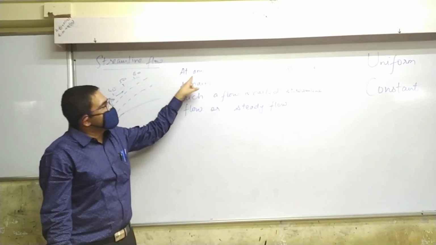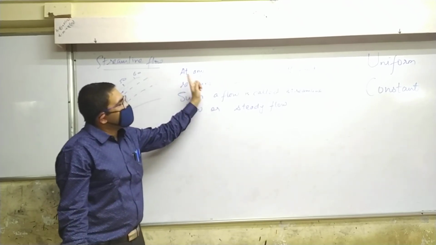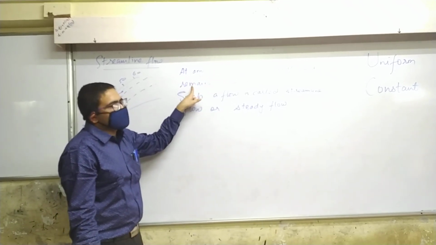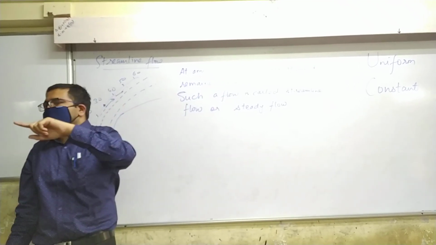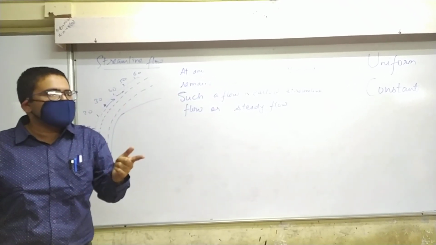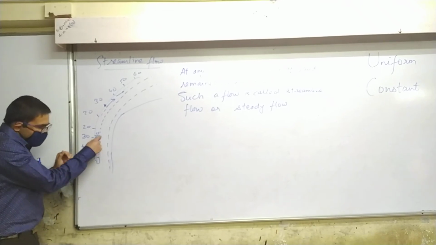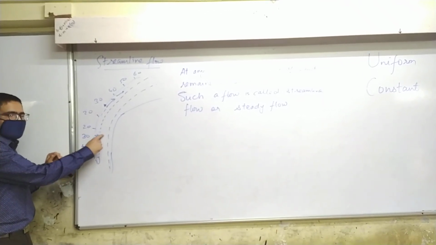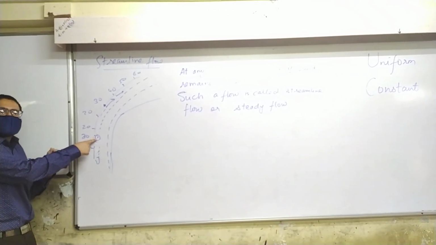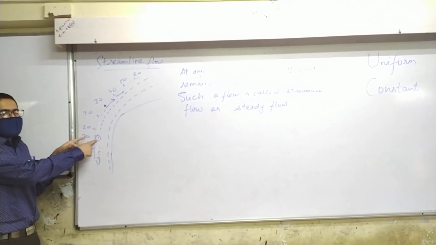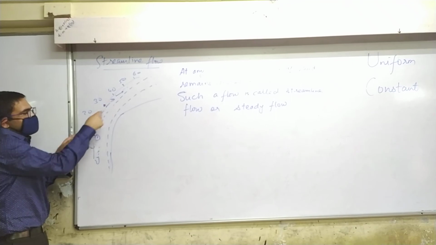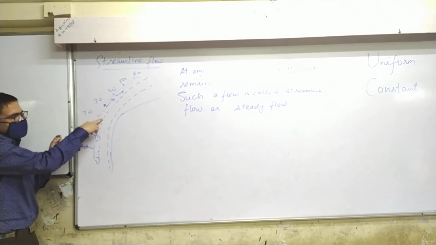Here. So read this sentence. At any point, the velocity of fluid remains constant in time. We are not saying that velocity doesn't change. What we are saying is that at one particular point, suppose this one, here the velocity will always be constant. That is suppose 30. Then at some other point, it may be different. For example, here it's 30, but here it is 20.